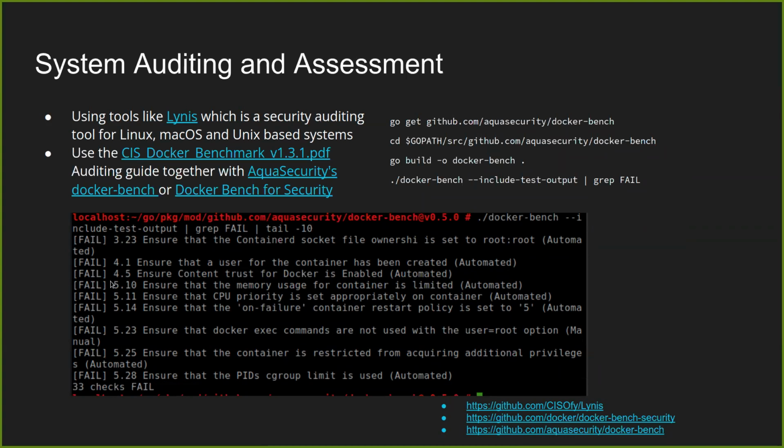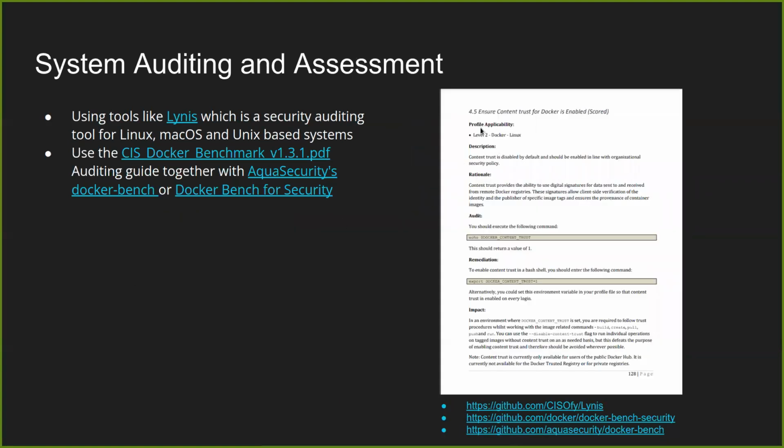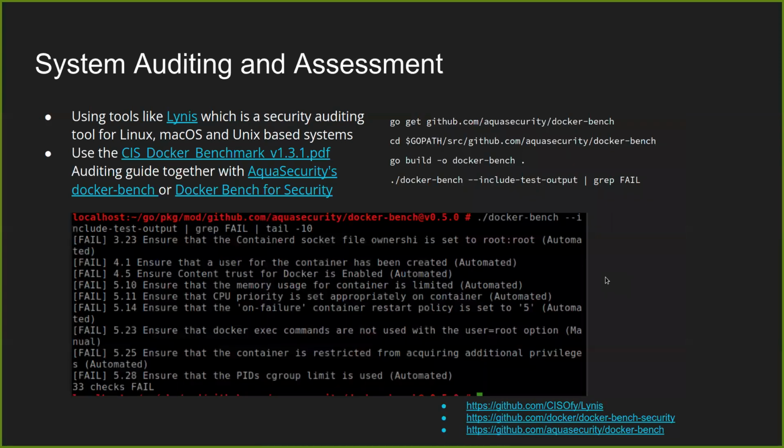For instance, it tells me, in 4.1, that I need to ensure that a user for the container has been created. Unfortunately, for this, it's not. And it's also telling me that I need to ensure that DCT is enabled. If you go to 4.5 in the document, it shows you how to remediate your problem. After you've remediated your problem and run it again, it won't show you any problems. Here you can just see that I've only grabbed the fails. There were a number of fails.